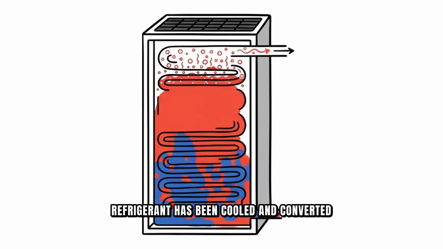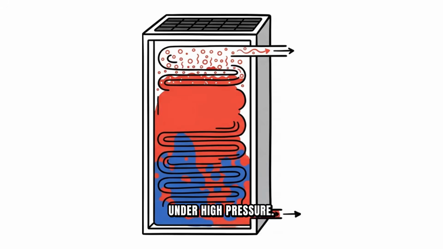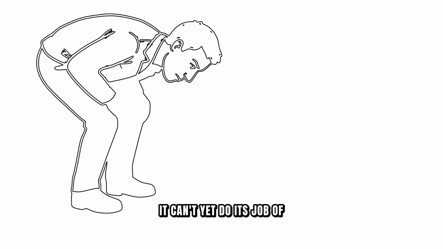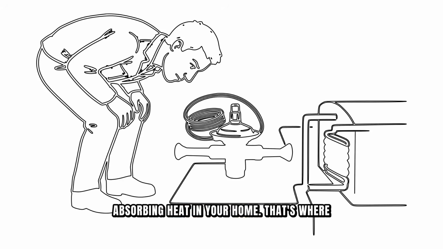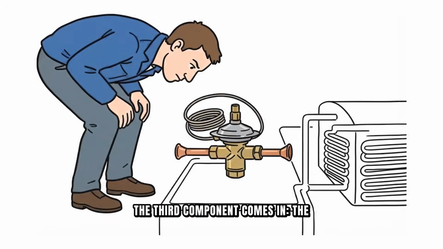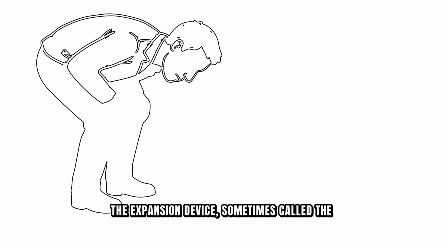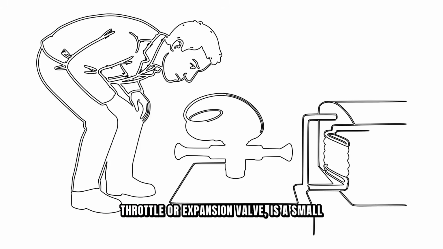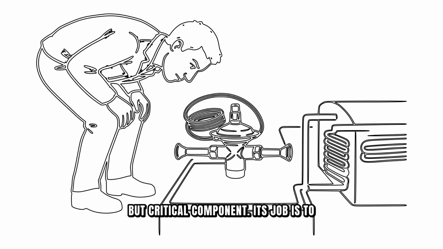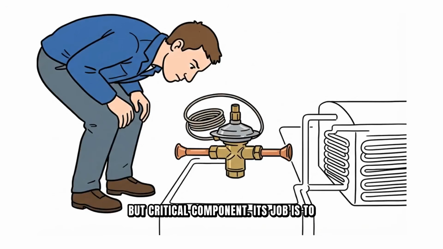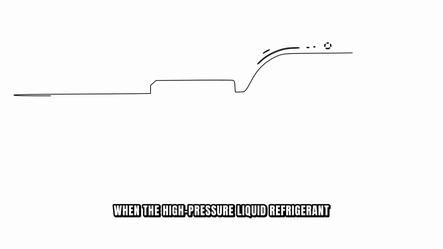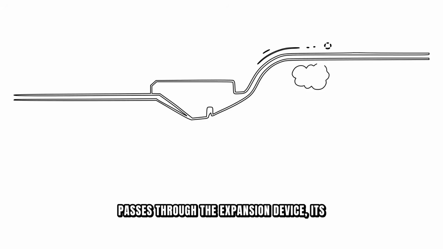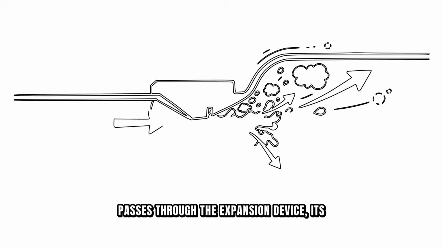After the refrigerant has been cooled and converted to liquid in the condenser, it's still under high pressure. It can't yet do its job of absorbing heat in your home. That's where the third component comes in, the expansion device. The expansion device, sometimes called the throttle or expansion valve, is a small but critical component. Its job is to reduce the pressure of the liquid refrigerant suddenly. When the high-pressure liquid refrigerant passes through the expansion device, its pressure drops dramatically.